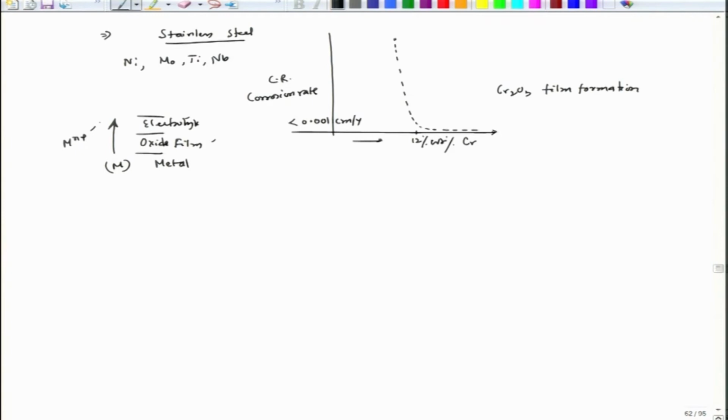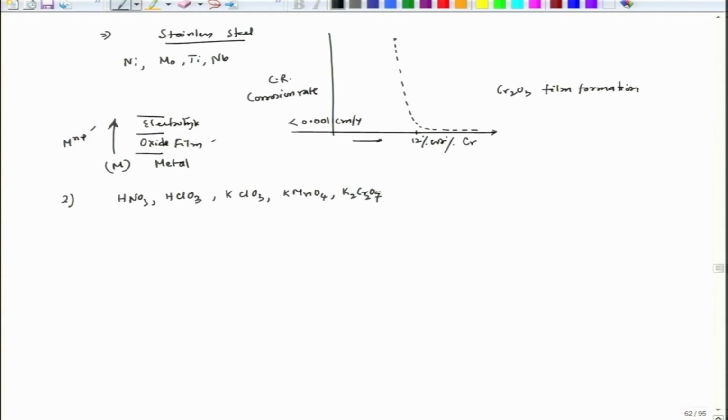Now, in addition to that, we can have a few other aspects. There are electrolytes which are very good passivators. For example, HNO3, then chlorate, then potassium chlorate, potassium permanganate, then potassium chromate.